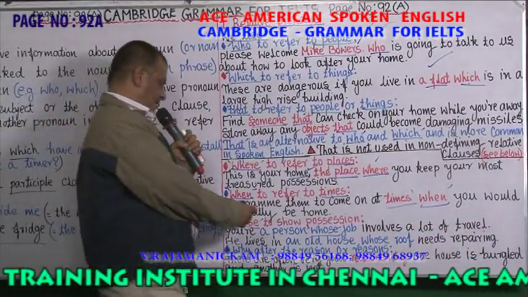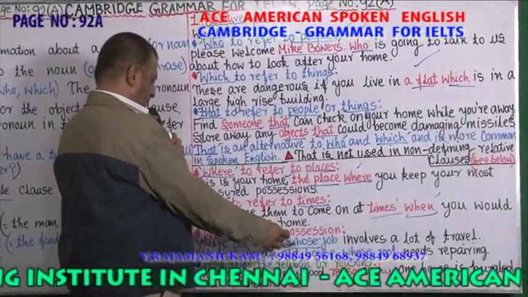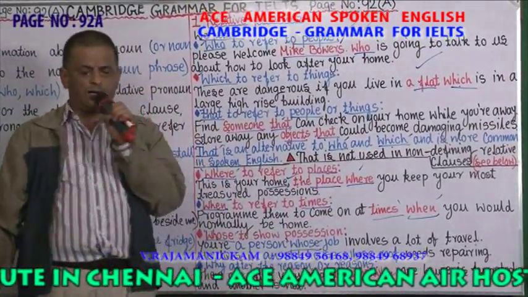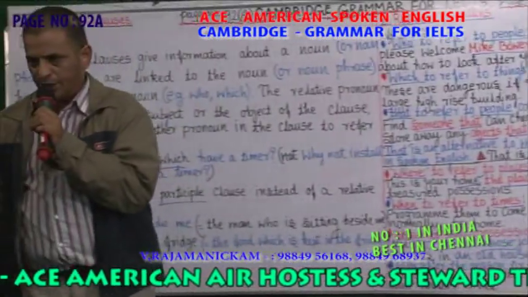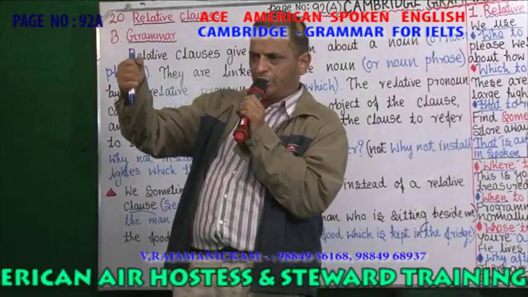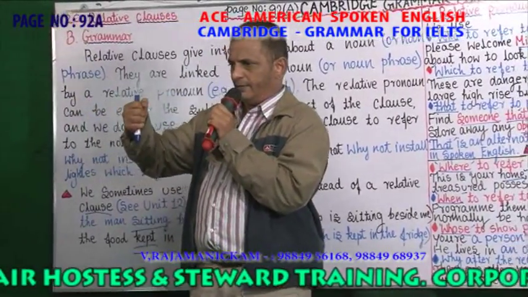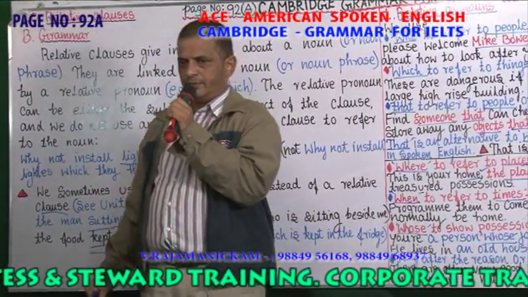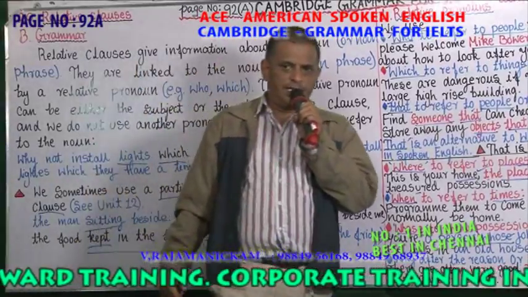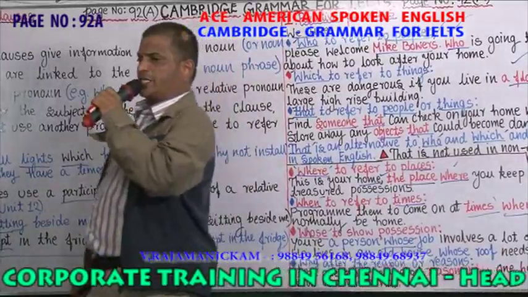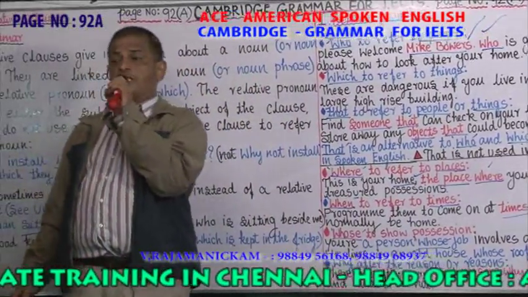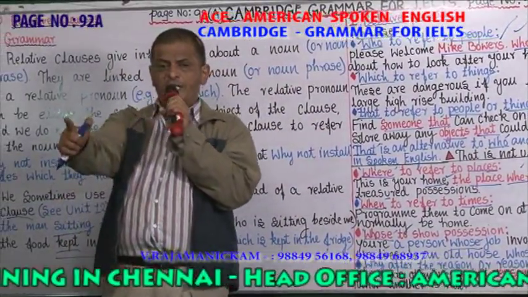Whose stands for a person's job. That person's job. He is in possession of what? An authority, his duty. He is the man. Mr. Modi is the Prime Minister.